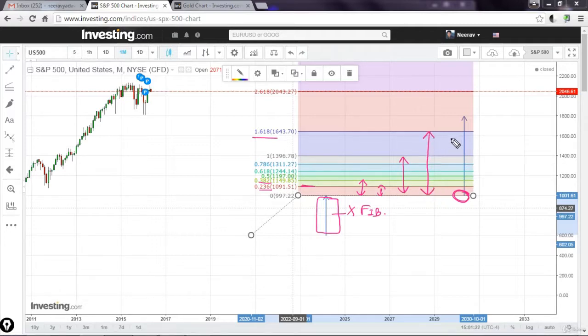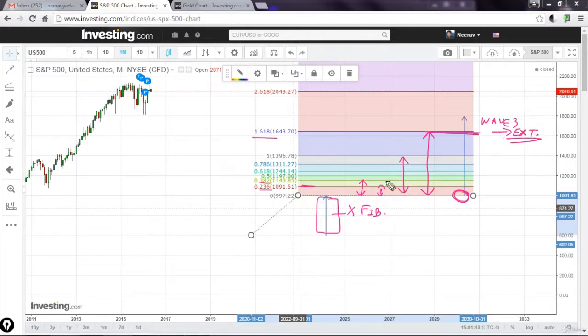And if this ratio is used to determine the length of wave 1 and projected from the starting point of wave 3, and the 1.618 mark is crossed, then we will say that wave 3 is extended. So this is the general fact that we use to determine an extended wave.